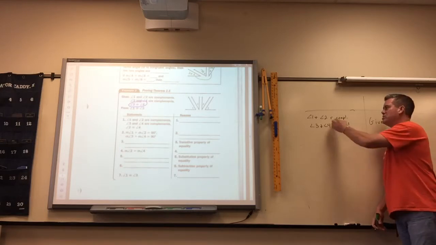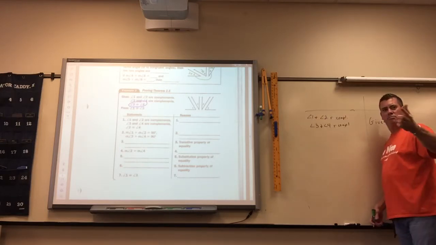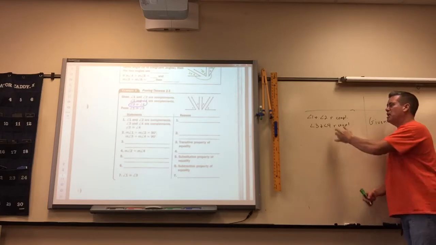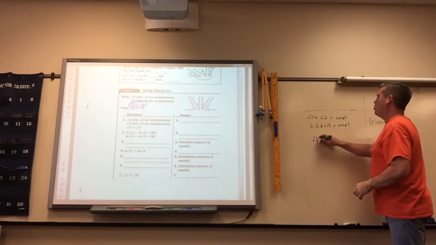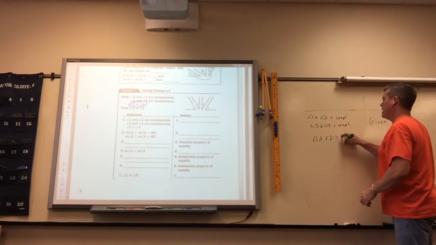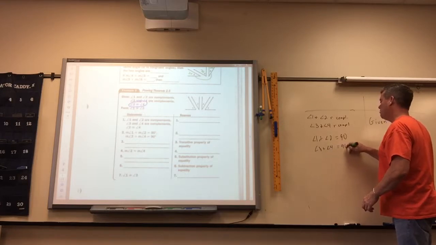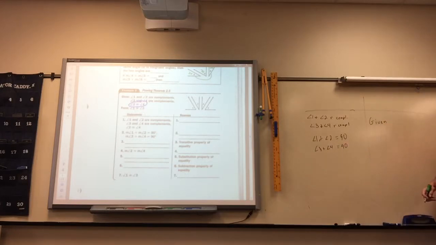Now, this is where it's kind of overkill, but you need to put it in your proof to show it. Since they're complements, what does that mean? They add up to 90. So you've got to put that in there. Angle 1 plus angle 2 equals 90, and angle 3 plus angle 4 equals 90. And all that is, it's the definition of complementary angles. So that's your reason.